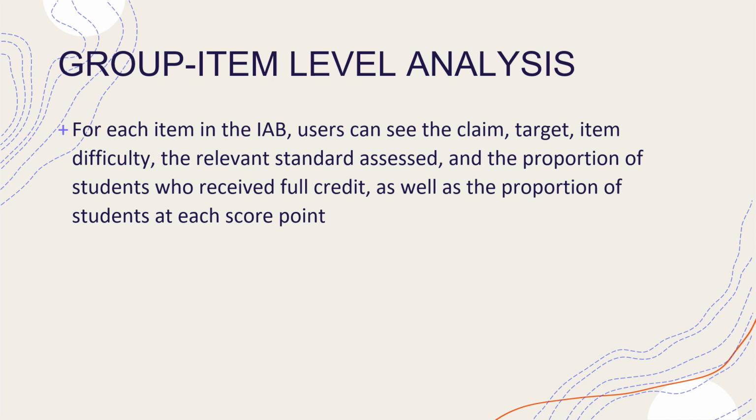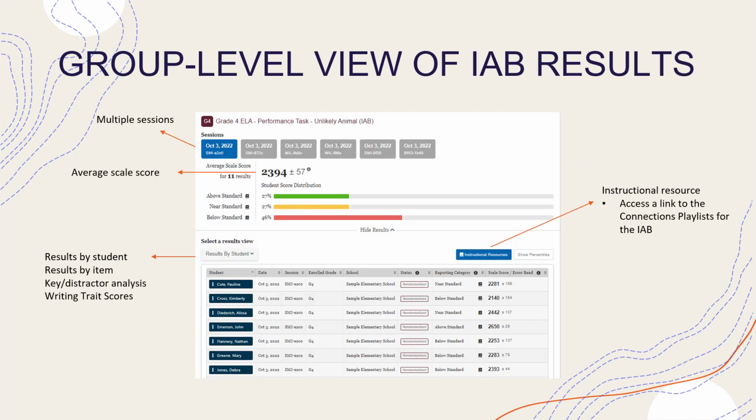For each item in the IAB, users can see the claim, target, item difficulty, the relevant standard assessed, and the proportion of students who received full credit, as well as the proportion of students at each score point. The sample of the IAB results illustrates the different views available to educators to analyze the data and interpret it within their local context. Results can be analyzed at the group level, individual student level, and item level.